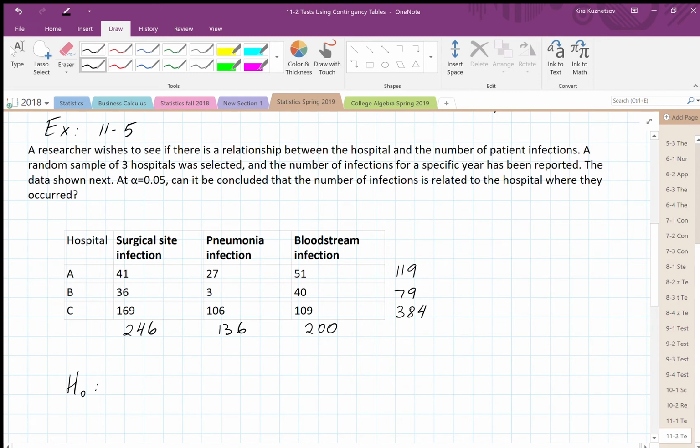Null hypothesis, alternative hypothesis. So what I want to say is somehow you want to include the word independent and something with respect to the number of infections and the fact that we're talking about hospitals. So a good way of putting this together is the number of infections is independent of the hospital.